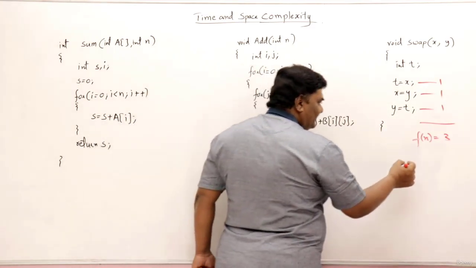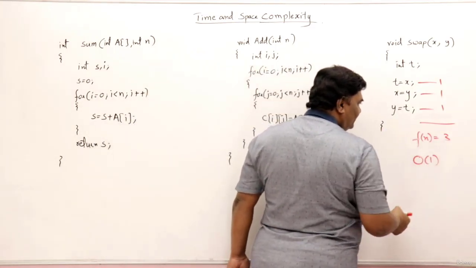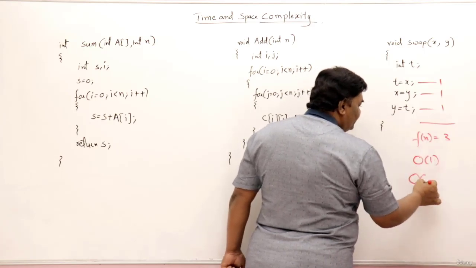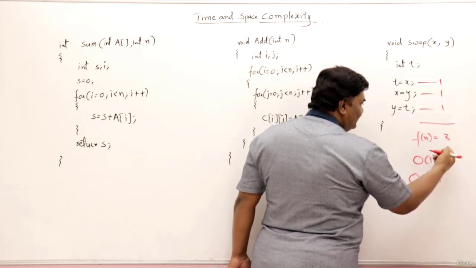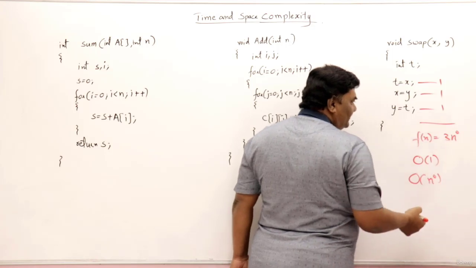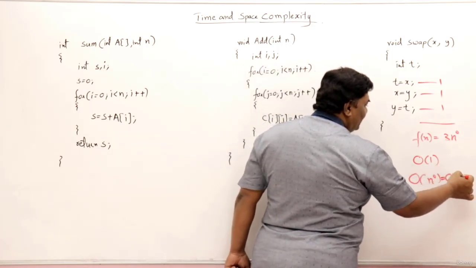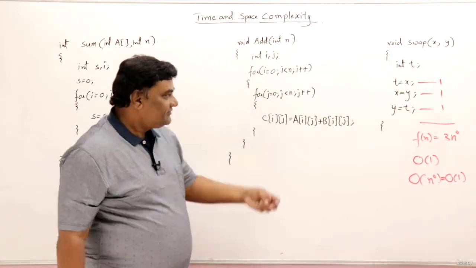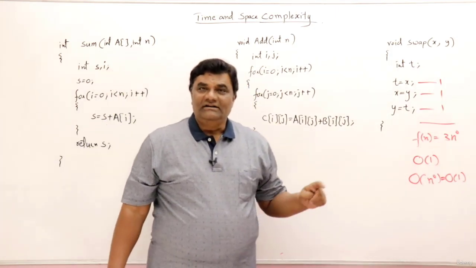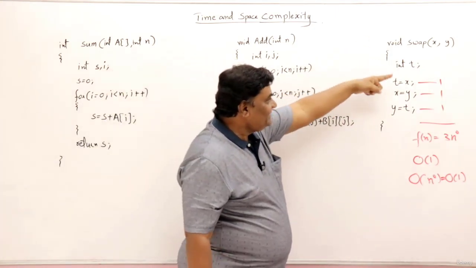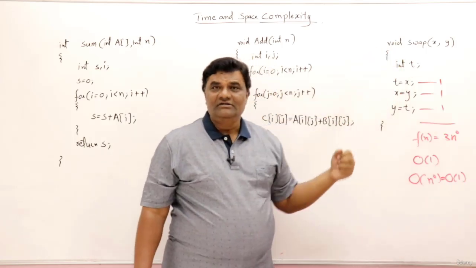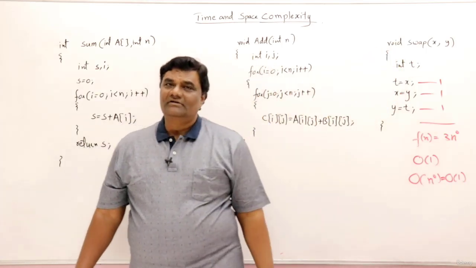So that 3 is constant, order of 1. Why is it constant? Because the degree of n is 0 here. 3 means 3 into n to the power of 0. That is the meaning. So anything to the power of 0 is written as what? 1. So it is constant. So this was a simple function and it is taking constant time. It's not a proper C function. I have not written data types and all. Just pseudocode I have written.